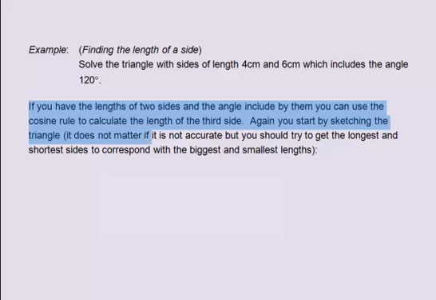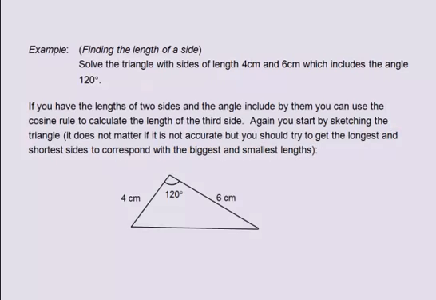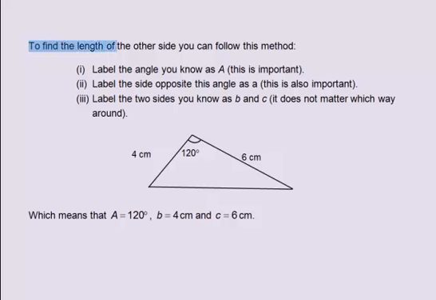It doesn't matter if it is not accurate, but you should try to get the longest and shortest sides to correspond with the biggest and smallest lengths. Like this. You can see that the angle 120 degrees is in between, or included by, the sides 6 centimetres and 4 centimetres. To find the length of the other side, you can follow this method.